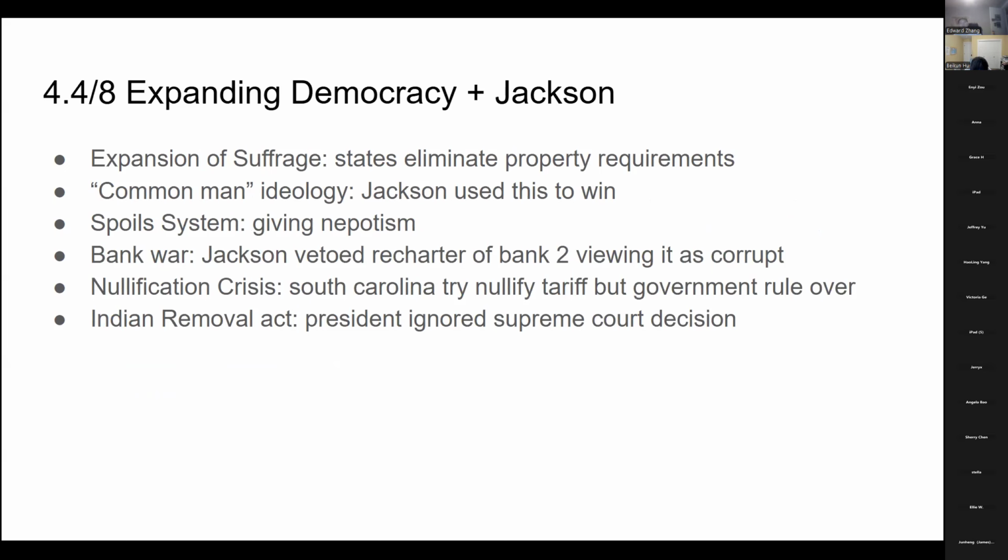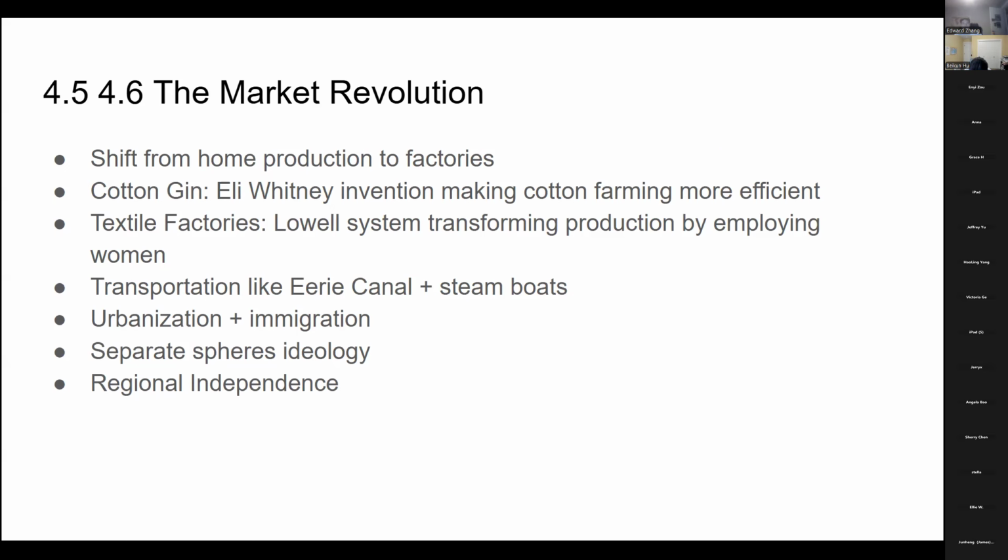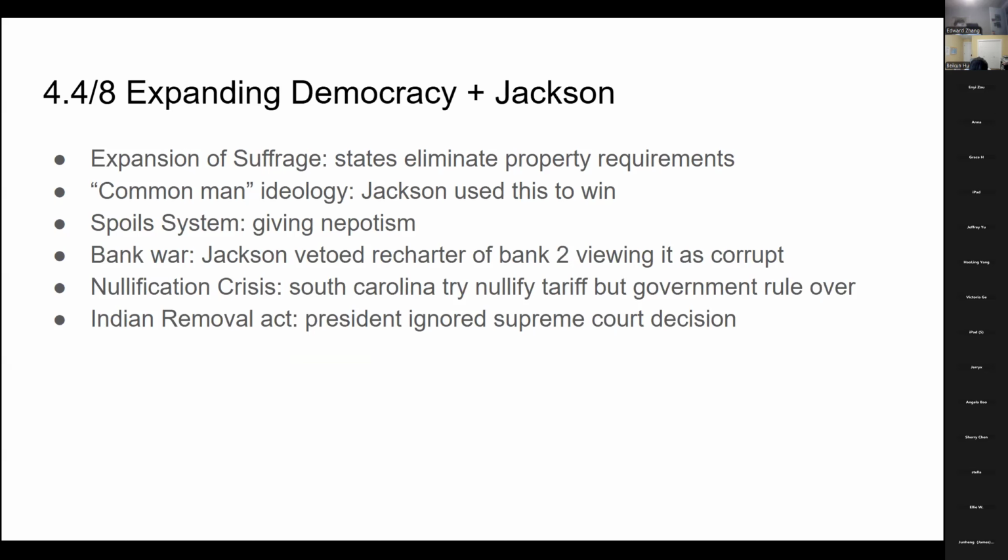All right, and then 4.8, it says it's supposed to be 7 and 8, was all about expanding democracy and the Jefferson era, right? Because we saw the expansion of suffrage around this time, because to be able to vote before, it required property requirements, right? Like you needed to own land, own houses to be able to vote.